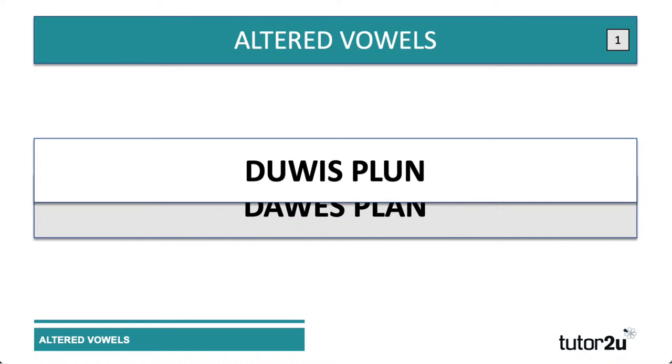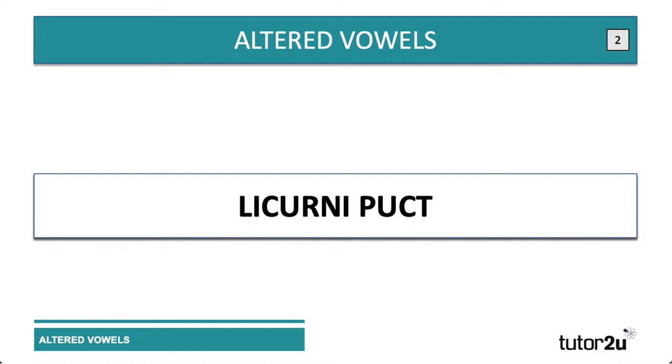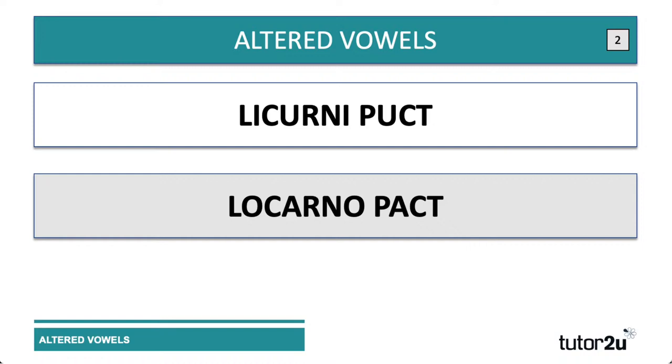Very good. So you can see what we're doing here. You can see if you can get this next one. The Likerni Pukt. So the vowels need changing to different vowels to get us the right answer. It's not the Likerni Pukt. It is the Locarno Pact. Oh, well done, Amelia. You got that one. Very good.